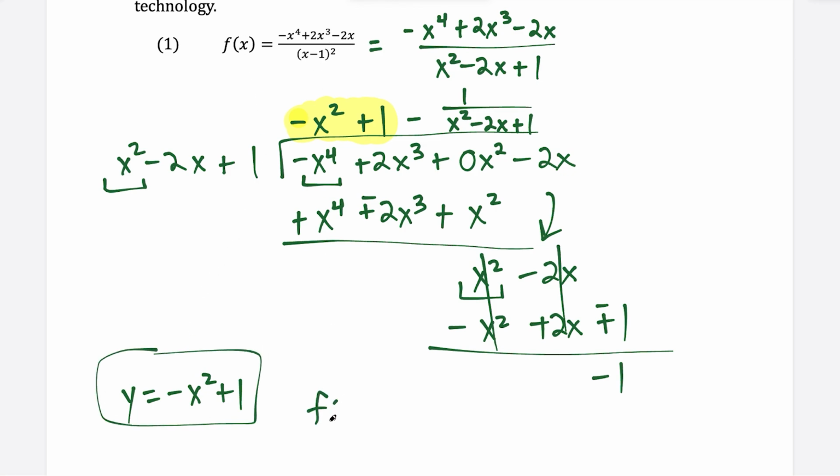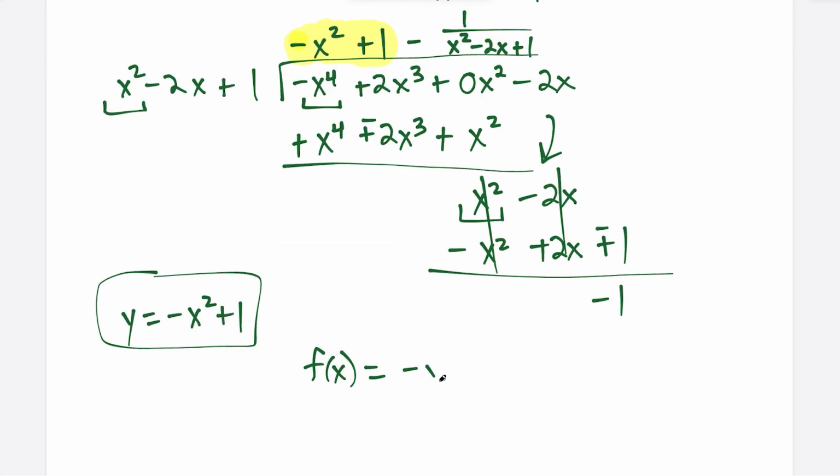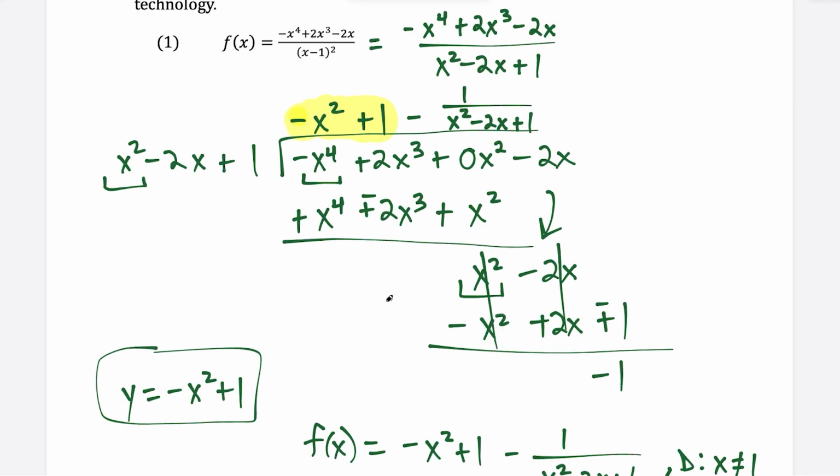And the reasoning behind this, if I write f of x out, so we're saying f of x is equal to negative x squared plus 1, and then we have minus 1 over x squared minus 2x plus 1. And it's worth noting here that the domain of f of x is all x values except 1, because if we look at the original form of f of x, we just had a denominator of x minus 1 squared.